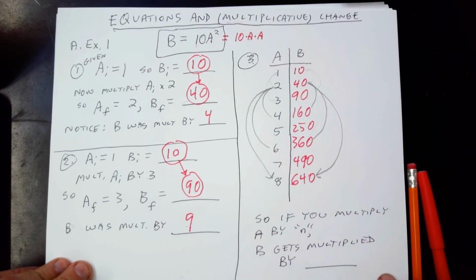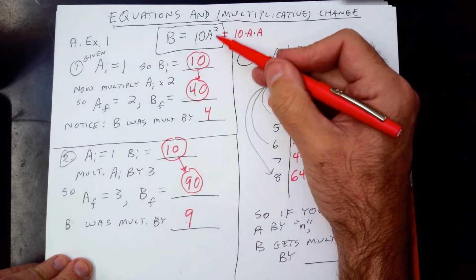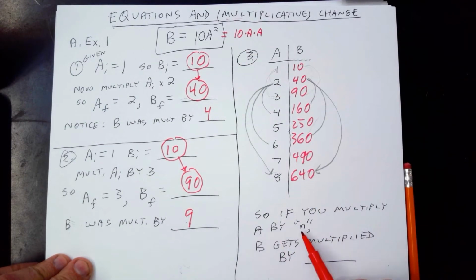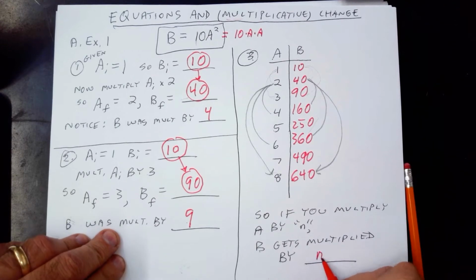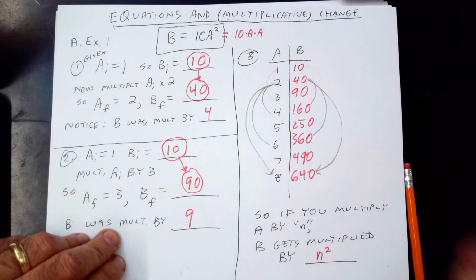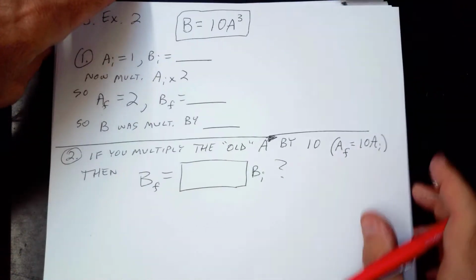So look at our conclusion here. For this particular equation, if you multiply a by n, then b gets multiplied by what? By n squared. That's only for this particular equation. It's not some general rule, of course. Okay, now we'll do another equation.